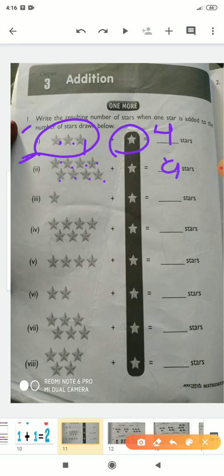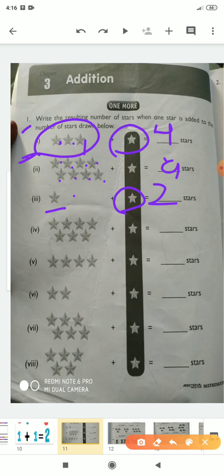Okay, now next, only one star is there. And here we have to add one more star. It becomes 1 plus 1 is equal to 2. So in this way you have to solve this question.